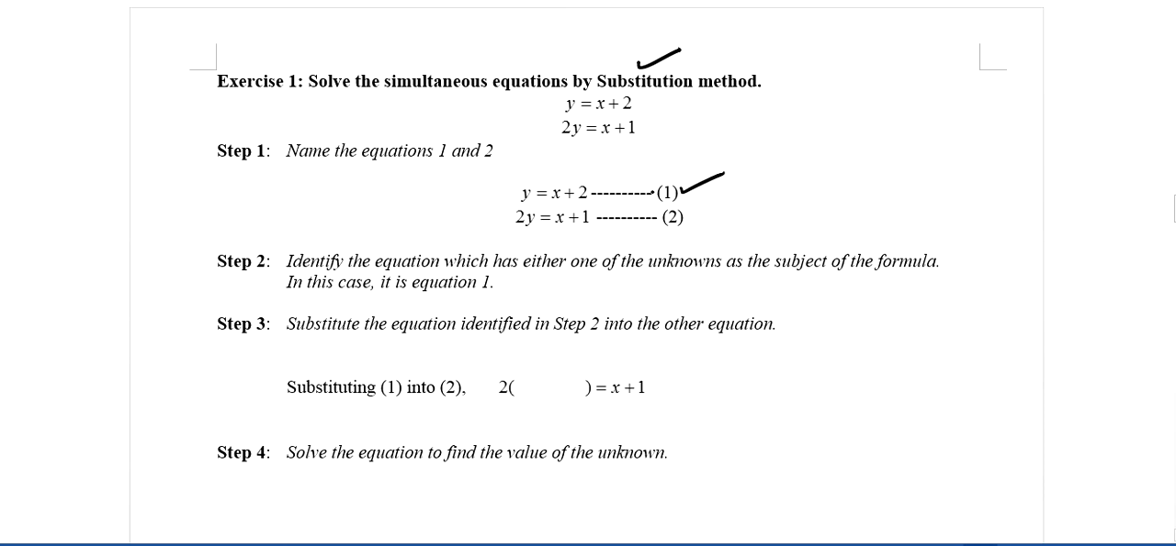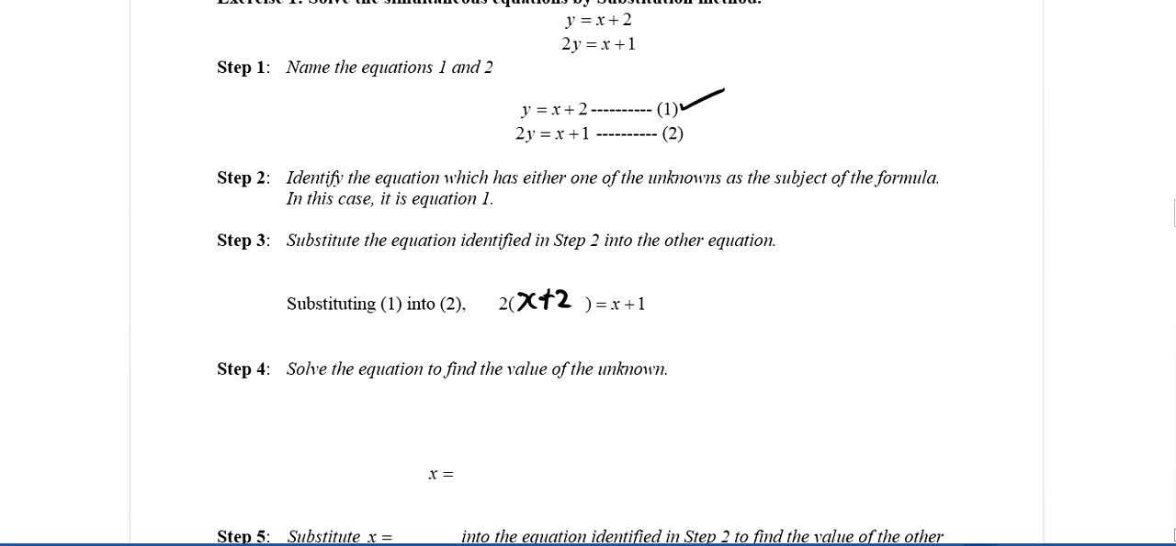Then we will substitute this into this equation. Now we know that this is 2y equal to x plus 1. So for 2y, instead of writing y, you write x plus 2. Make sense? After which you do your expansion. At step 4 you do an expansion. Then you can proceed to solve it. Answer should be -3. So now you have found the value of x, then you must continue to find the value of y.